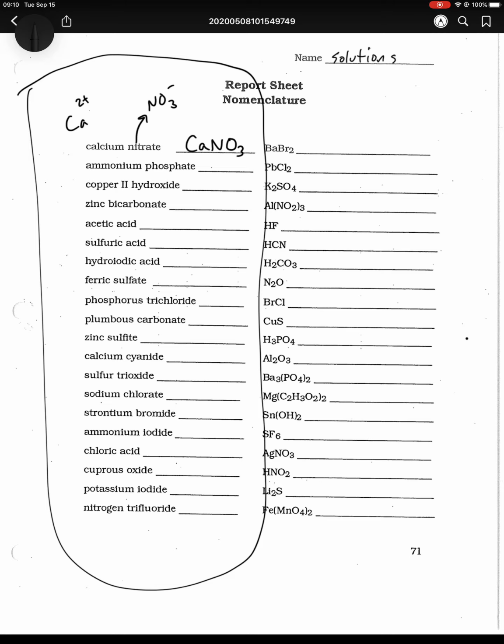The second side of this is you're going to get some formulas and you're going to write names for them. So lead chloride, for example, or aluminum oxide, right? Bromine monochloride.